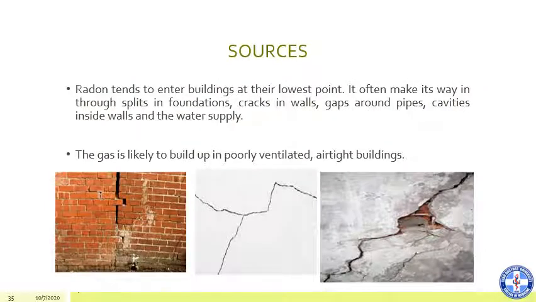Radon tends to enter buildings at their lowest point. It often makes its way in through splits in foundations, cracks in walls, gaps around pipes, cavities inside walls, and water supply. The gas is likely to build up in poorly ventilated, airtight buildings.